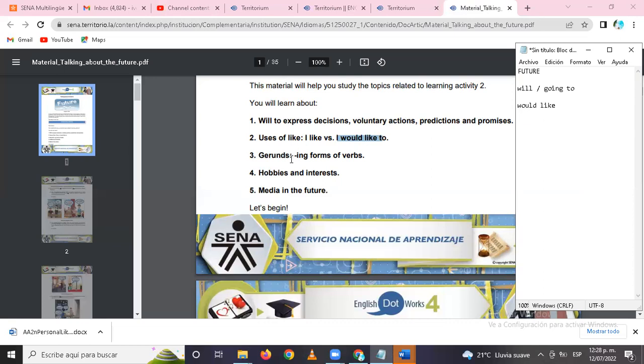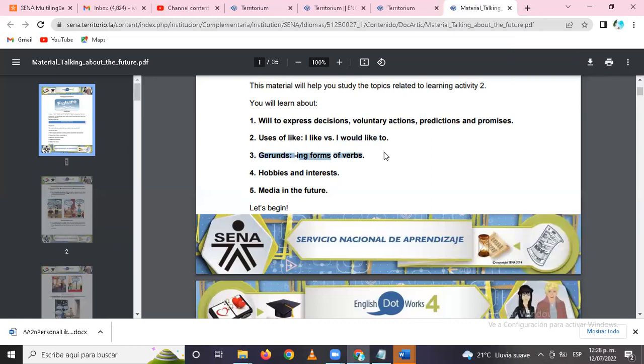We have the gerund. This is very important because you will have to do an activity on gerunds for the forum. Teacher, for me it is confusing because, for example, I like to sleep, but I can say I like sleeping. Yes, you can use both.